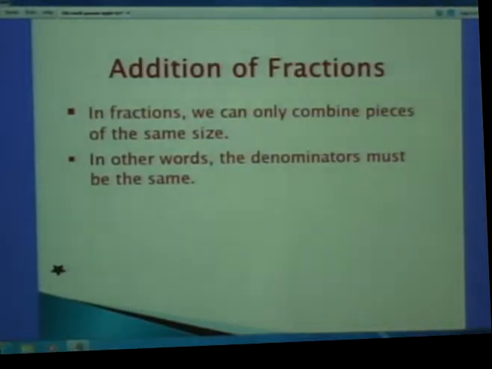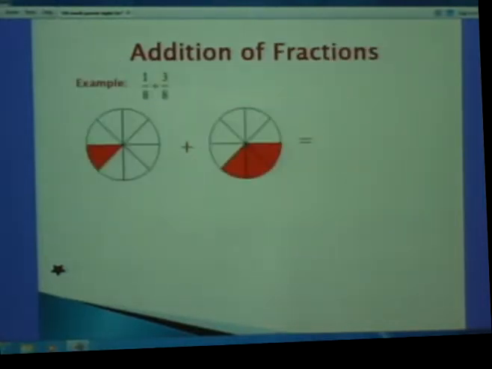So in addition of fractions, we can only combine pieces of the same size. In other words, the denominators must be the same. And I cannot tell you how many times those kids are so tempted to just add across the top, add across the bottom, and move on. It will never, ever, ever be correct if you do it that way.